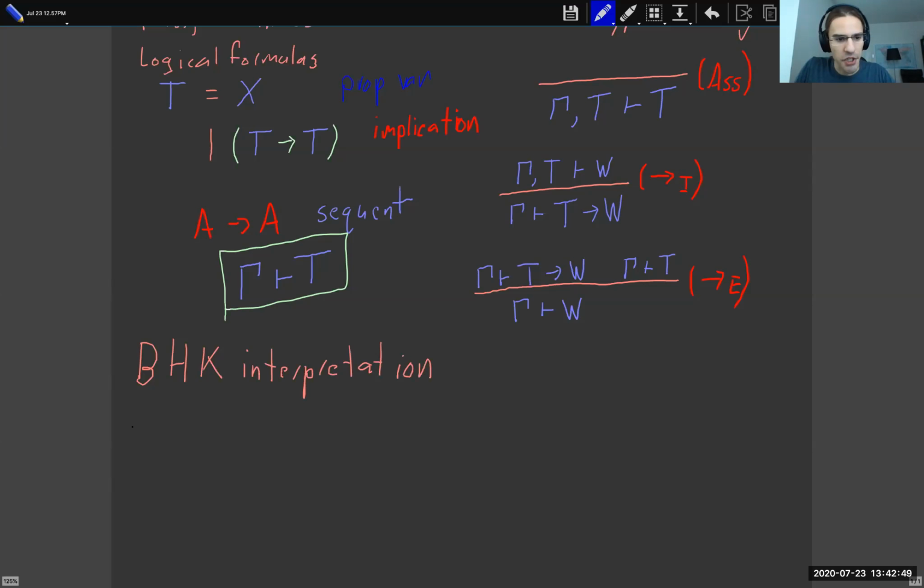And in the BHK interpretation, which interprets proofs as programs, the BHK interpretation of a proof of an implication of the form A implies B, or rather, these look like propositional variables, of T implies W, is some function that takes a proof of T and produces a proof of W.